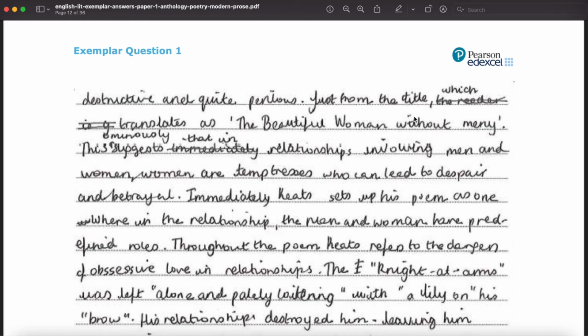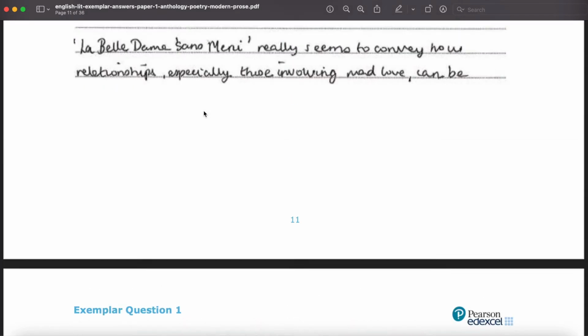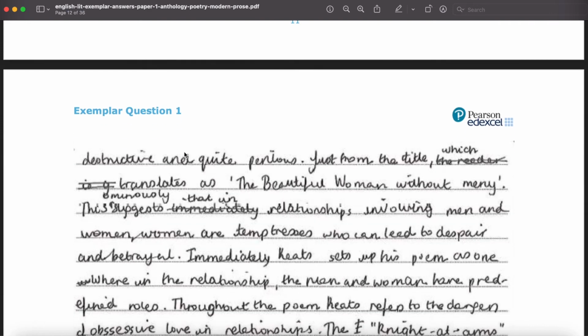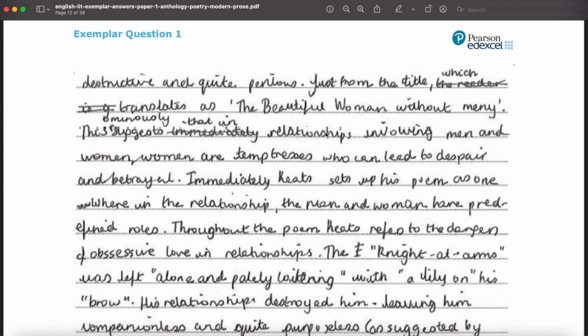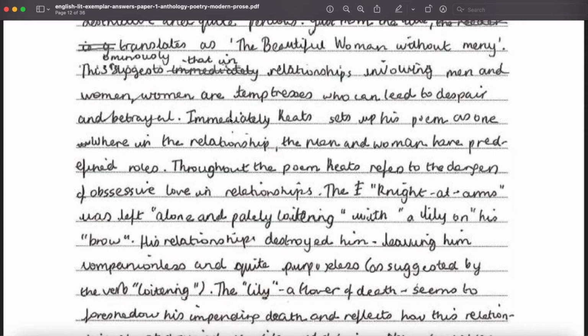And now he has not just suggested that the title helps us know that relationships are dangerous and perilous, but she or he goes on to explain further that this suggests ominously that in relationships involving men and women, women are temptresses who can lead men to despair and betrayal. And what effect does this have? She goes on to describe the effect. Immediately, Keats sets up his poem as one where in the relationship the man and the woman have predefined roles.